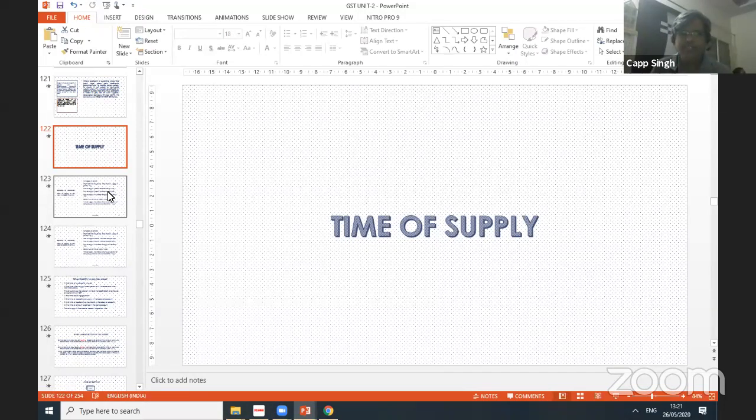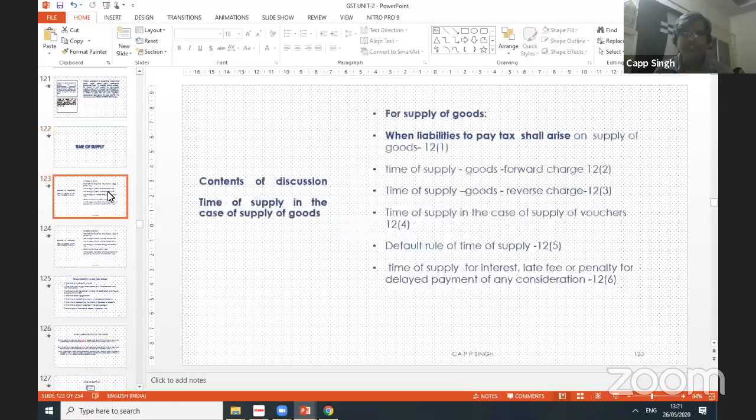Again, it is based on whether it is supply of goods or supply of services. For supply of goods, Section 12 has a specific provision, and in the case of supply of services, Section 13 of the CGST Act has a specific provision. Now I am discussing that.